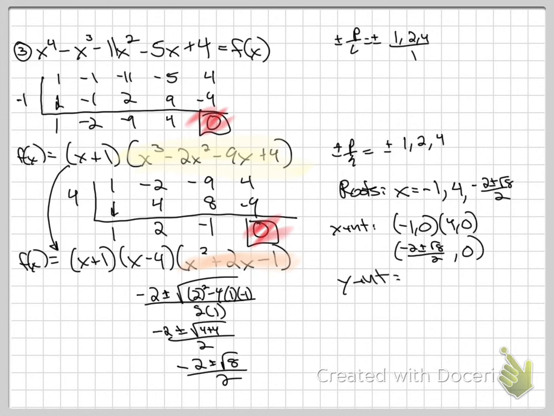Y-intercept is the constant in the equation, 4, it's positive 4. Degree, leading coefficient, and behavior. It was a 4th degree. The leading coefficient is 1. Positive even is up, up.